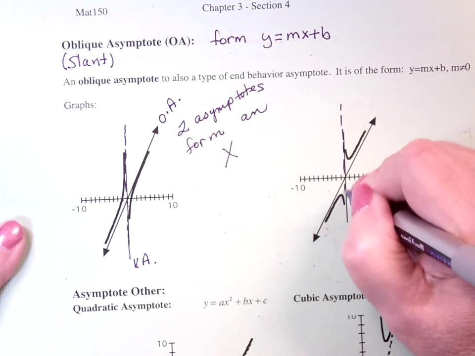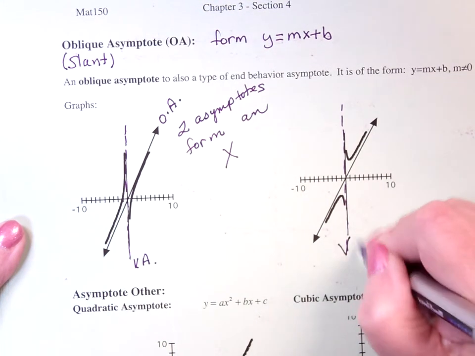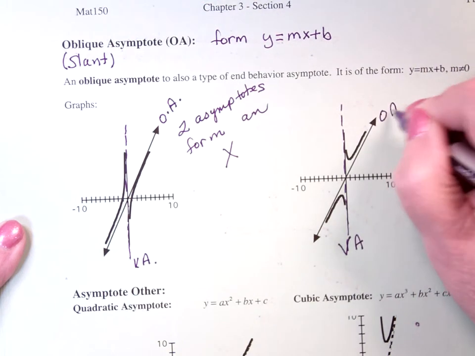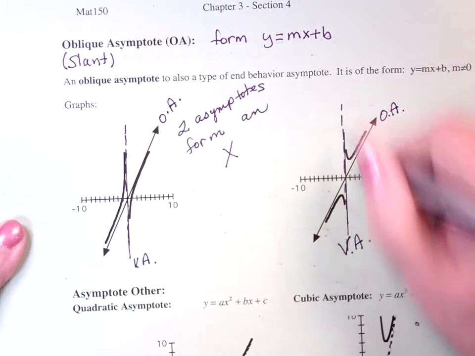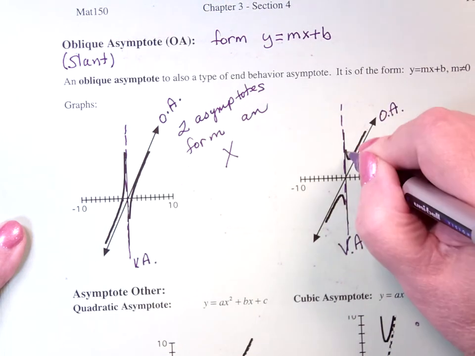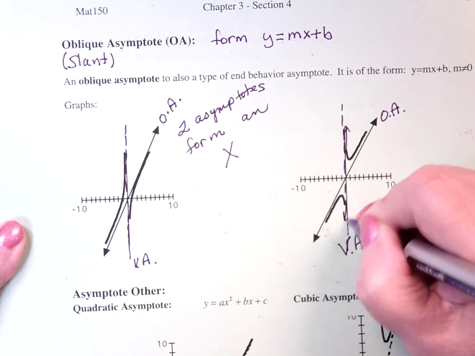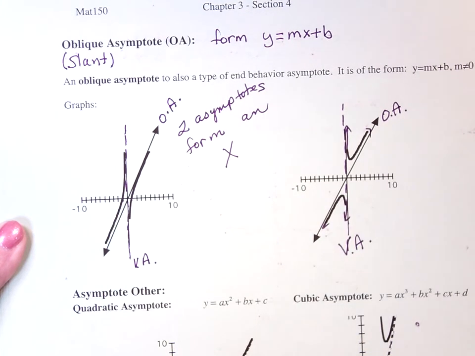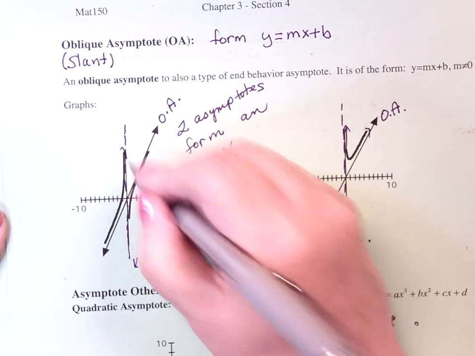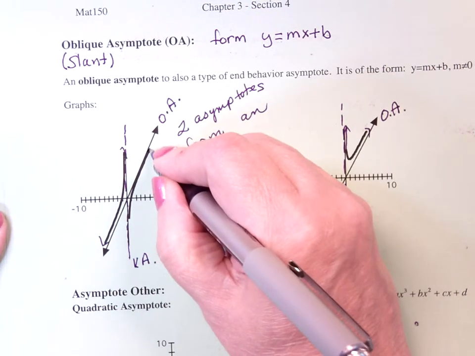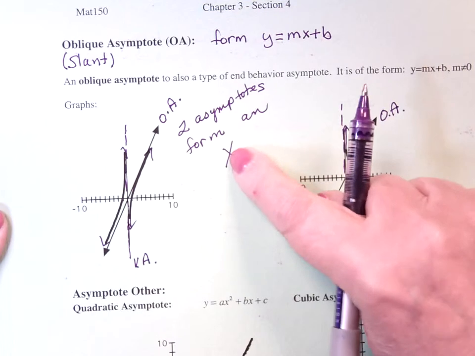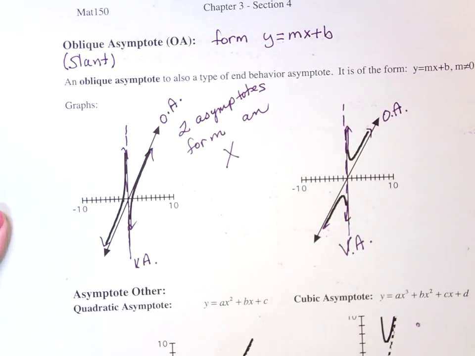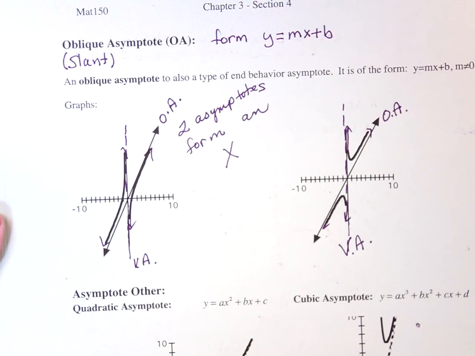Say here would be your VA. There would be your OA. It forms an X. Here the graph is inside the X. It forces a shape. And here the graph is outside the X. So once you have the X, it's either inside or outside. That's your OA. They're always that way, one or the other. Very predictable graphs. Once you know exactly where it's at, then you can find it.